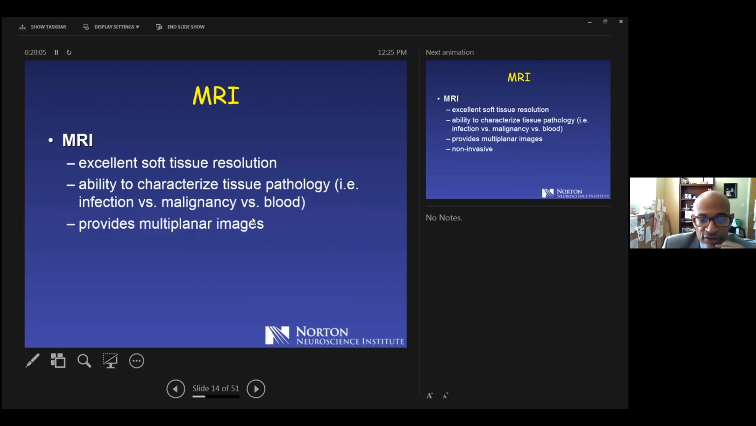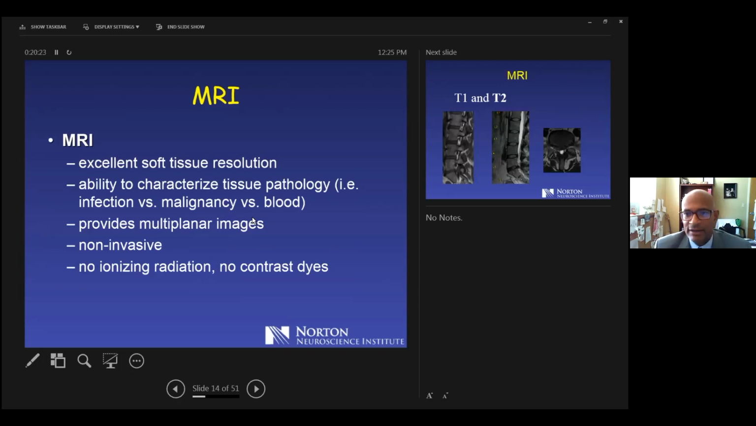It does allow you multiplanar imaging, like the CT images. You do get axial, sagittal, and coronal imaging, so you get the cut through, the side view, and the front view. It's non-invasive, so this does not require you to inject contrast. The other thing that's nice about an MRI is it doesn't require any radiation. A CT scan is pretty strong radiation. They've gotten much better with CT scans cutting down that rate, and it does not require contrast.